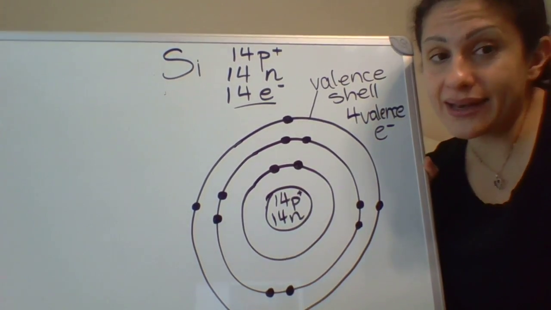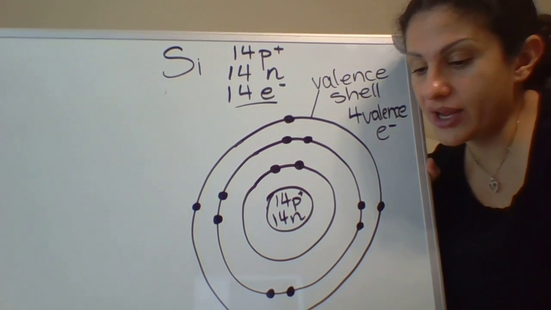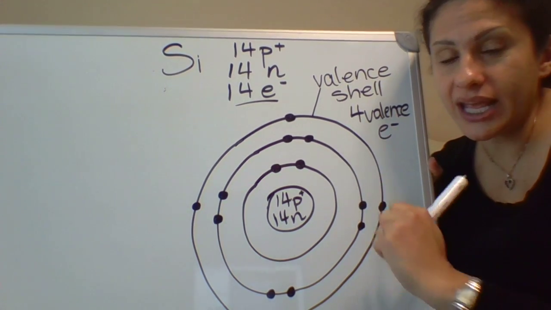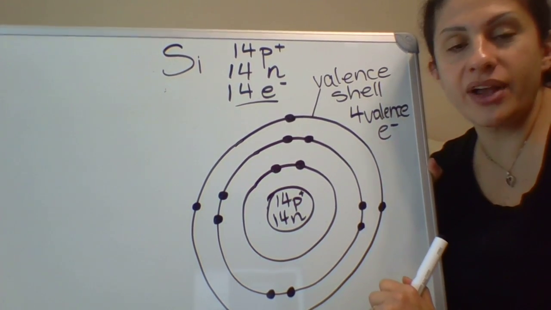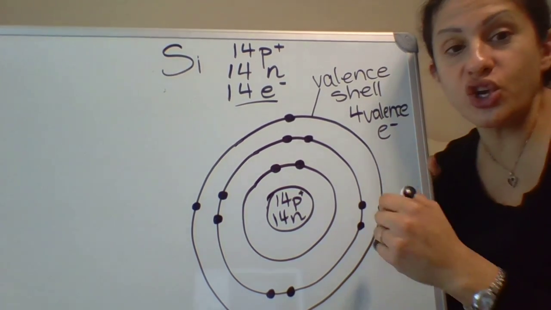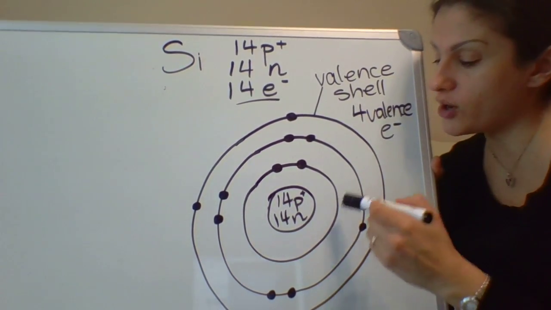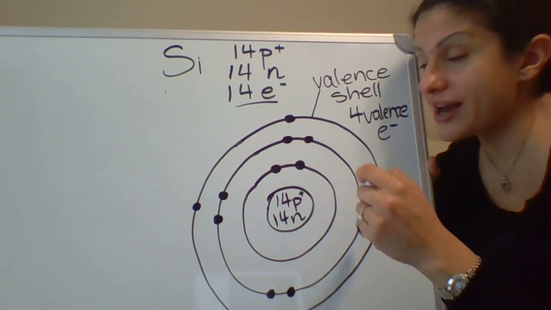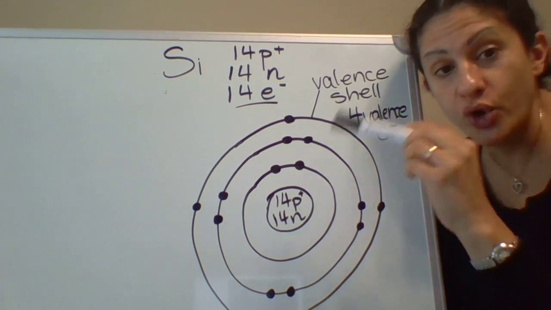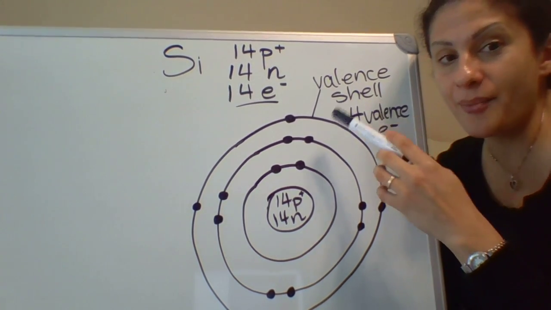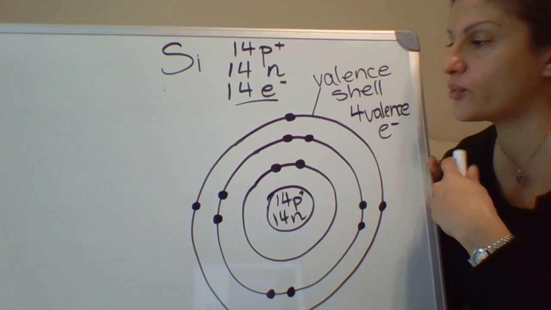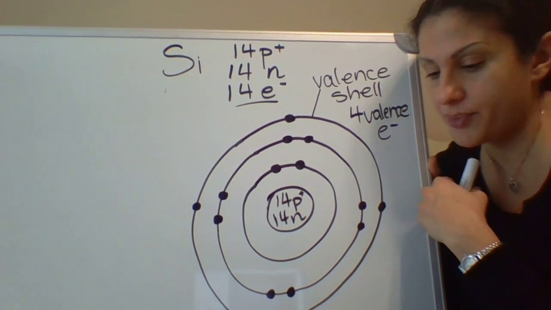If you saw what we did for carbon and now what we did for silicon, you will see a trend that occurs in the periodic table. As you go down a group in the periodic table, the number of shells goes up. Remember, carbon only had 2 shells. Silicon had 3 shells. So as you go down a group in the periodic table, the number of shells increases. And that's a very good trend to remember for the periodic table.